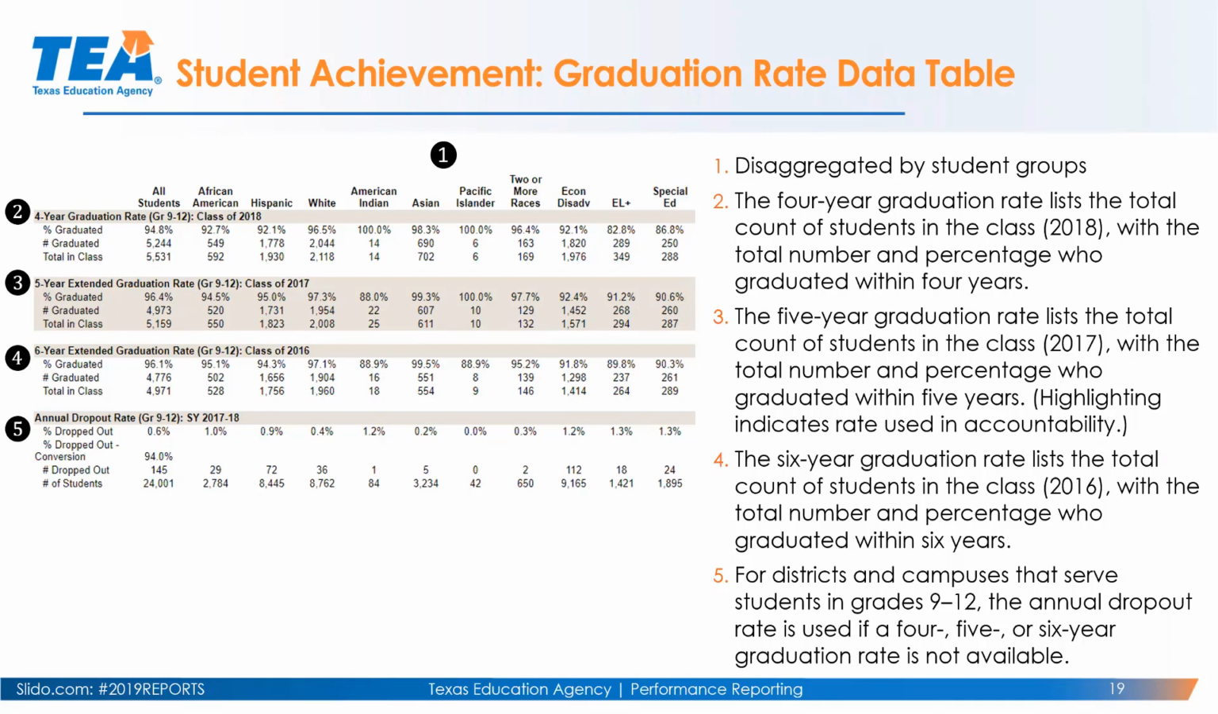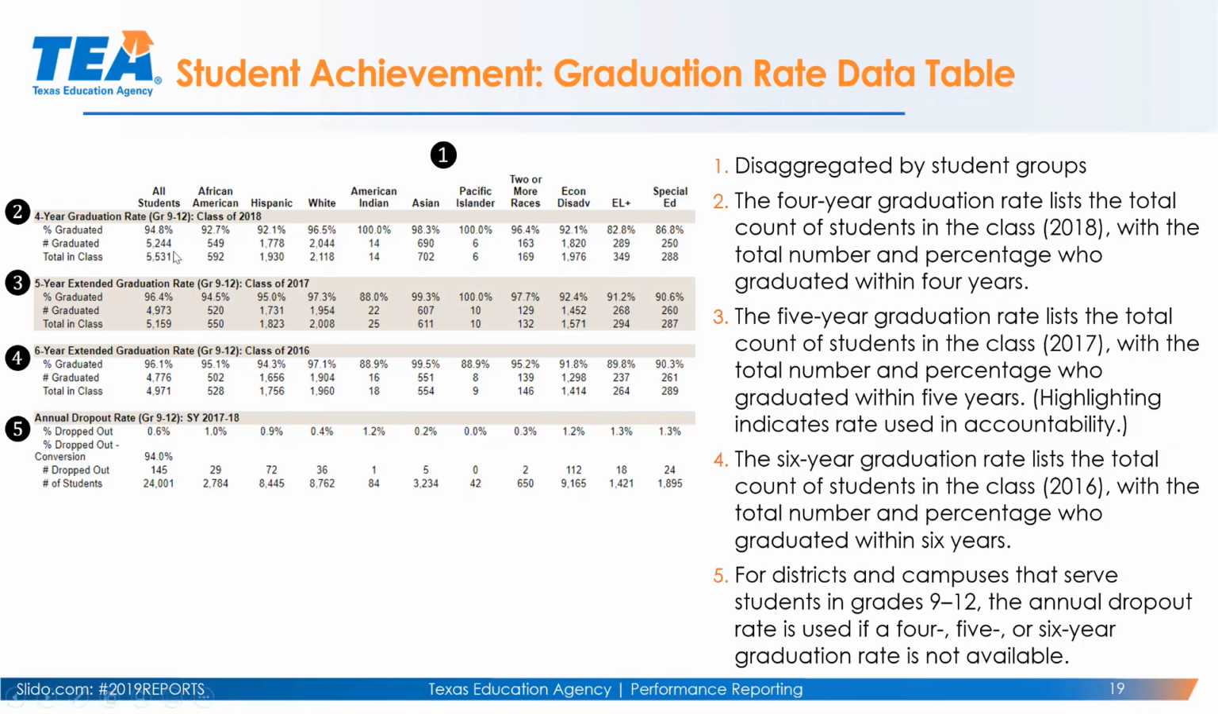In this case, the higher rate comes from the 5-year graduation rate from the class of 2017. Section 4 looks at the 6-year graduation rate, which is based on the class of 2016 with the total number and percentage. So let's look at these percentages one more time.